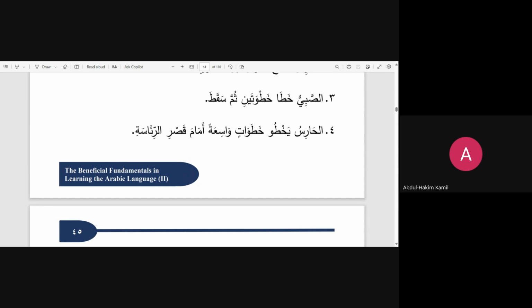خطا يخطو. What does it mean? يخطو خطوات. I mean, he took spacious steps in front of the qasr. What is a qasr? Palace. Qasr is a palace, the presidential palace. Like he's a guard in front of the president's house. He's walking big steps. So which one is this for?